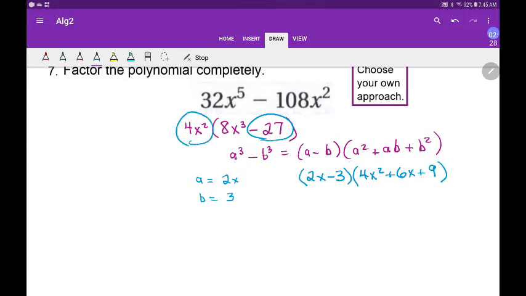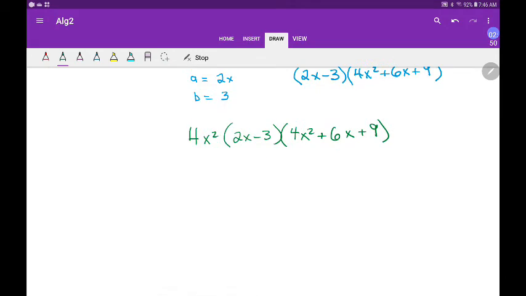Oh, and don't forget about this out in front, so let me write it one more time. 4x squared times 2x minus 3. Uh-oh, I think I have one more step after this, because this looks kind of... Do I? No, I guess not. Okay, sorry, I thought I did.